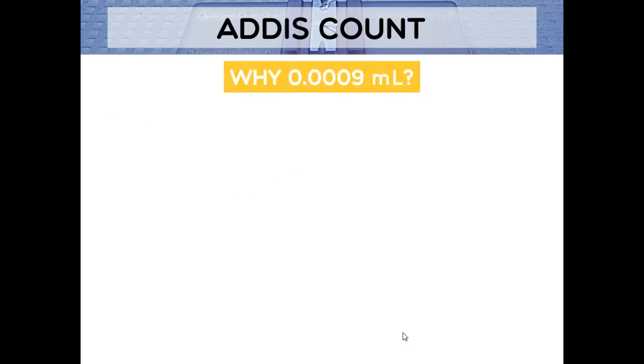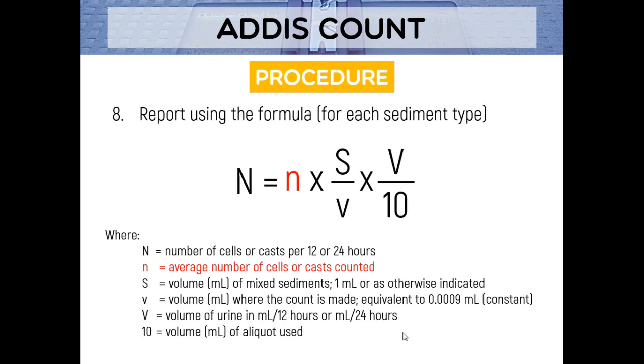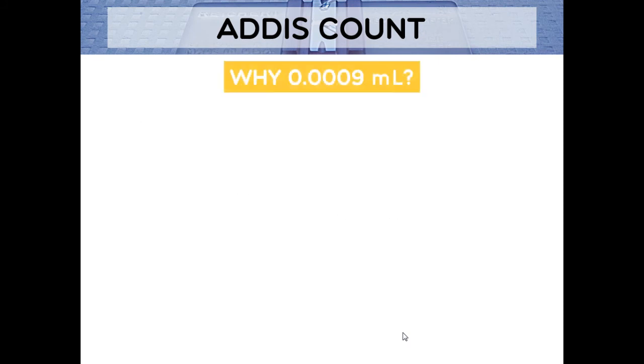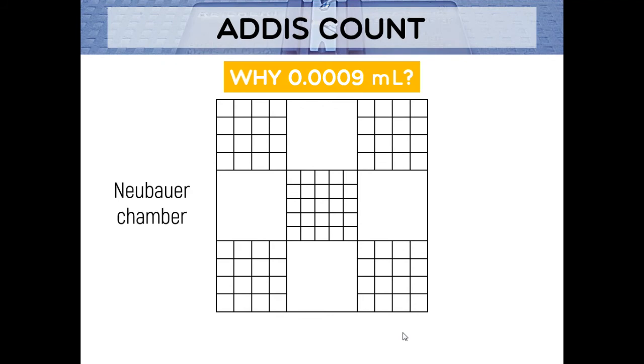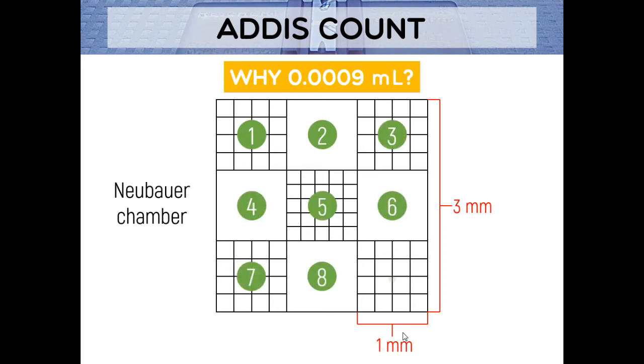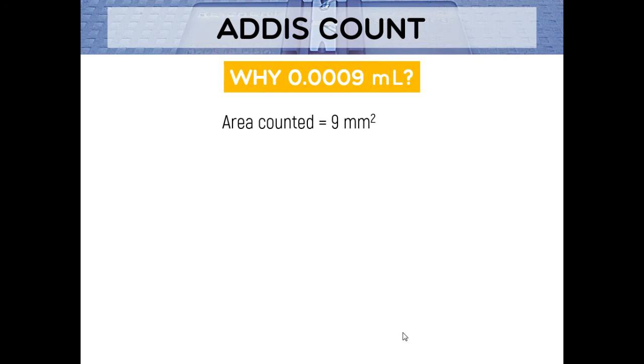All right. And these are your normal results, okay, before we proceed. Why 0.0009 ml, for that small v? Remember, we used the Neubauer chamber. And the large square, the whole chamber, is 3 millimeters in length. Each square has sides of 1 millimeter. And we use 9 large squares. Therefore, the total area that we use is 9 millimeter squared. And again, remember, the depth is always 0.1 millimeter.